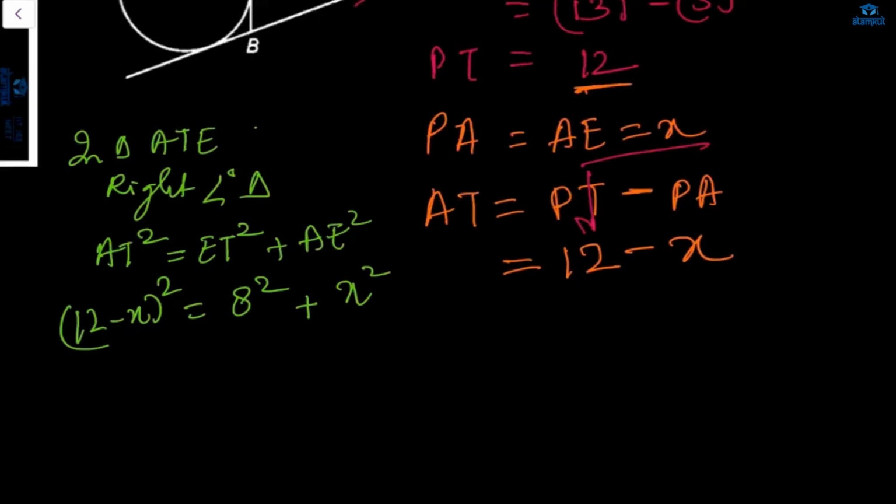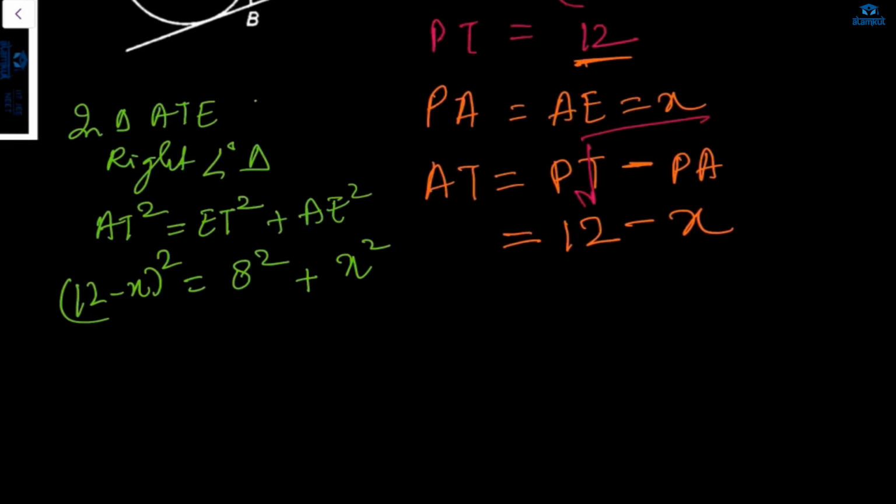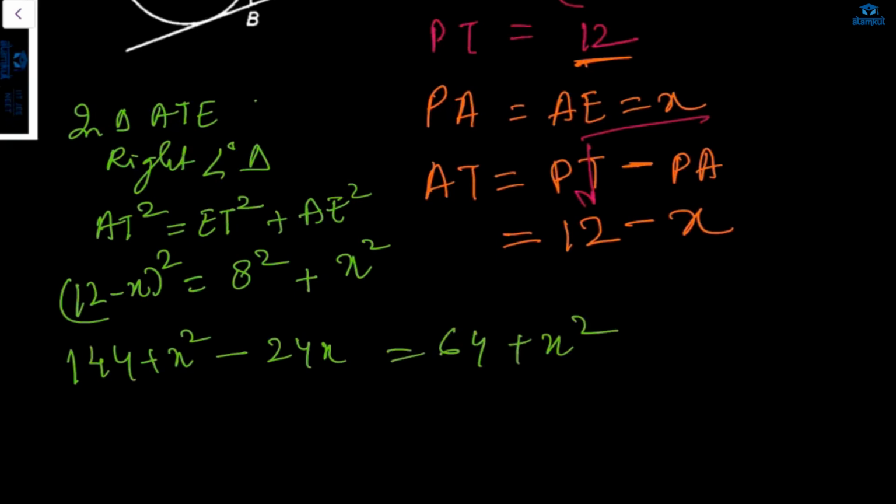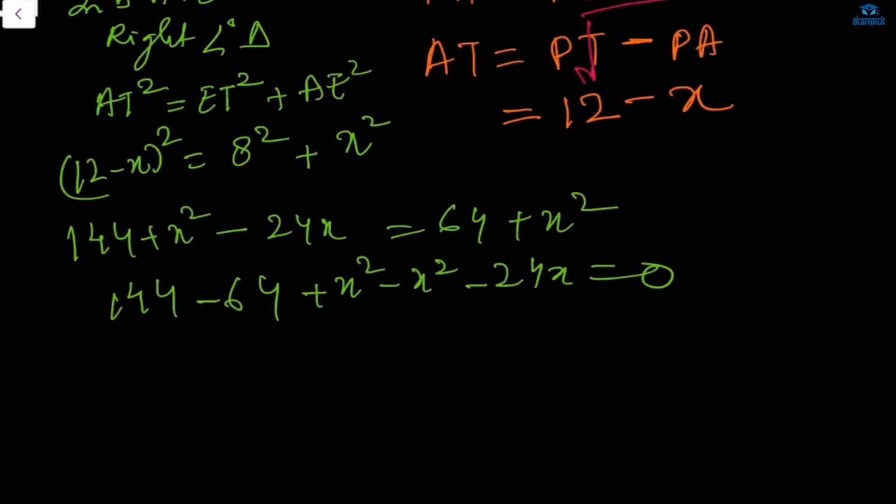Yes, ma'am. Okay. So now from here, if you are going to expand, 144 plus x square minus 24x is equal to 64 plus x square. So x square will be cancelled if you're bringing everything on one side. If you bring everything on one side, 144 minus 64 plus x square minus x square minus 24x is equal to 0.